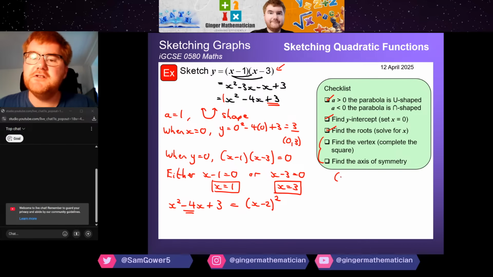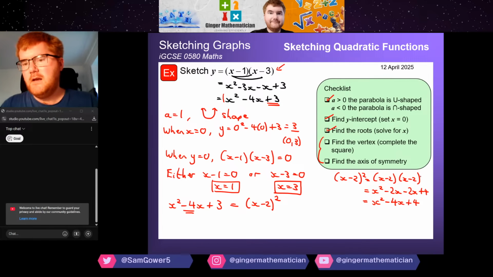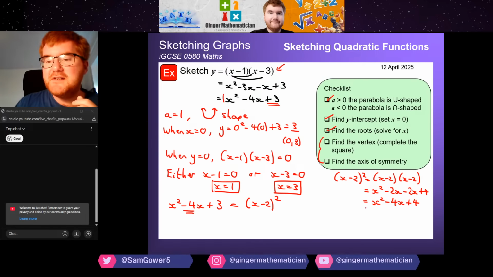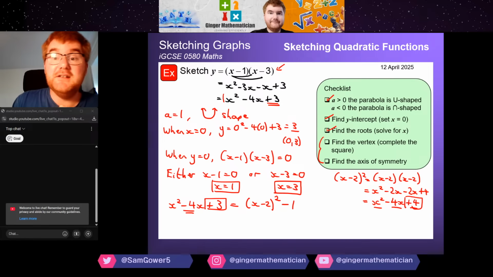Okay, and what I get students to do here is consider, well, x minus 2 all squared is the same as x minus 2 times x minus 2. If we expand this out, we get x squared minus 2x minus 2x plus 4, and that simplifies to x squared minus 4x plus 4. So this normally gives us x squared minus 4x plus 4, but we want x squared minus 4x plus 3. So what do we do to 4 to get to 3? Well, we subtract 1.